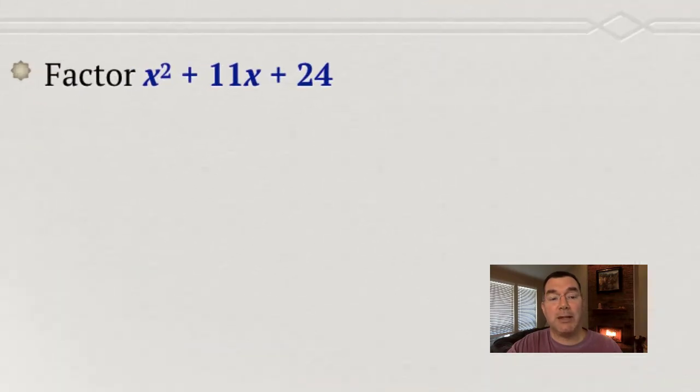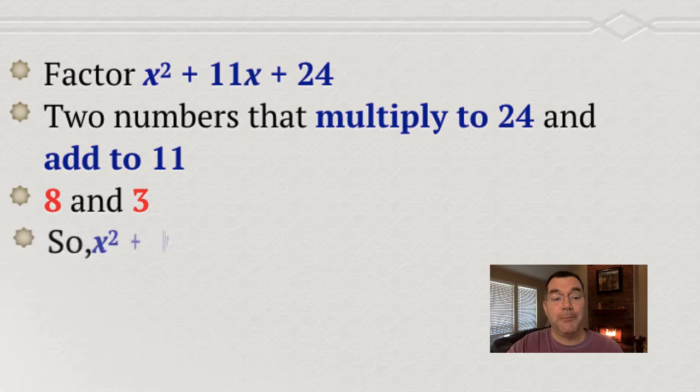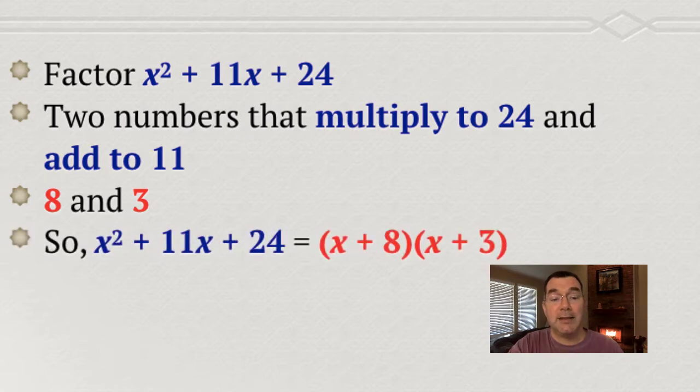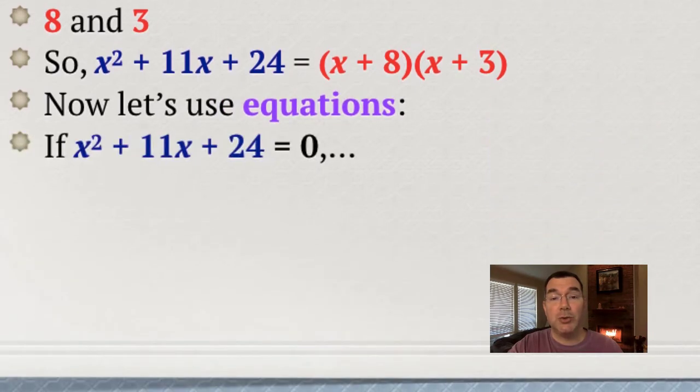That's where we have something like x squared plus 11x plus 24, and what we do is we look for two numbers that multiply to give 24 and add to give the middle number, which is 11. So those two numbers would be 8 and 3. So in this case, x squared plus 11x plus 24 would factor to be (x plus 8) times (x plus 3). And if you were to use the distributive property on the parentheses, you would get back to the original expression. All right, so now let's use this factoring skill to solve an equation instead.